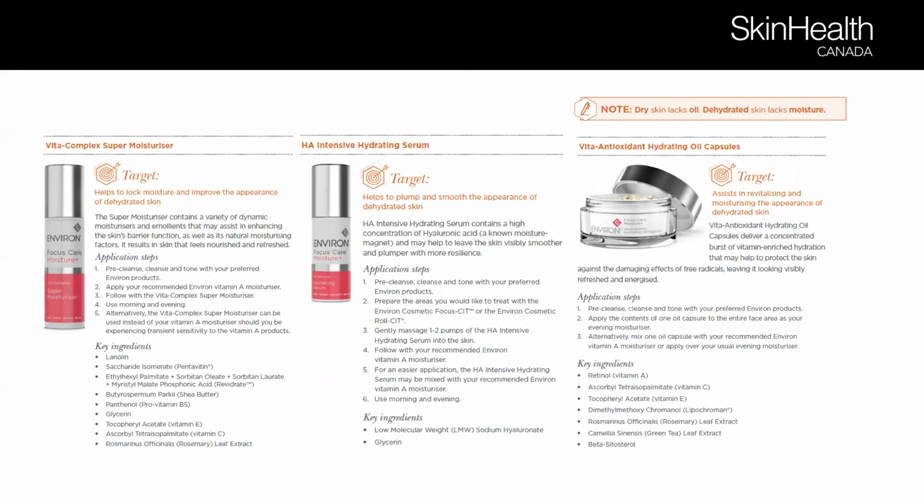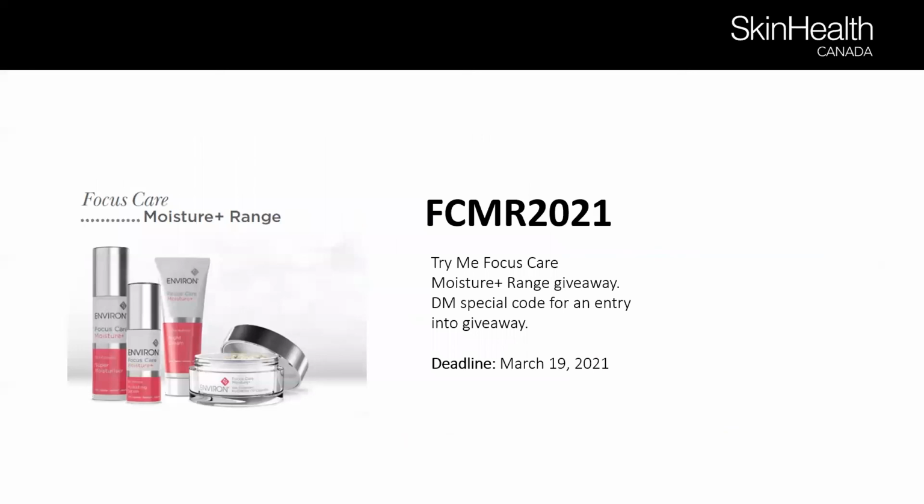You can see the HA Intensive Hydrating Serum, plump and smooth. So this is going to add volume. It's low molecular weight hyaluronic acid, so it's just pure hydration to the skin. And then you see that hydrating oil capsule balm, which is just chock full of retinol, vitamin C, vitamin E, and amazing antioxidants that are really going to help rebuild that skin, return it to health and hydration. So that's a bit about targeting, using the Skin90 plan to write a treatment plan that targets dehydrated skin.